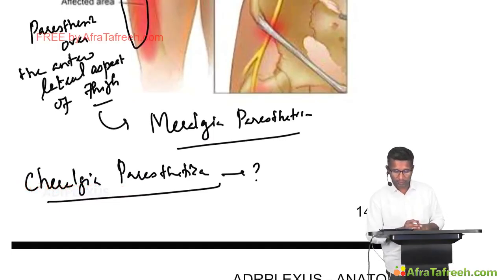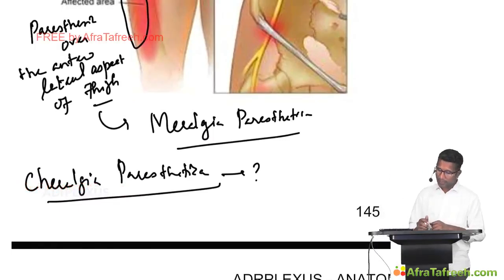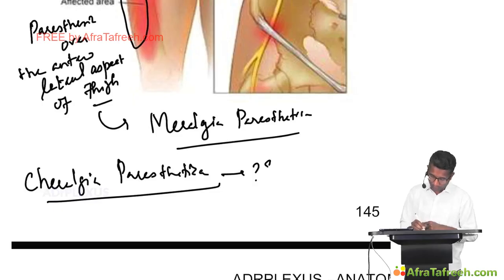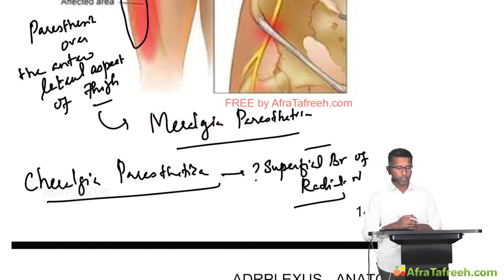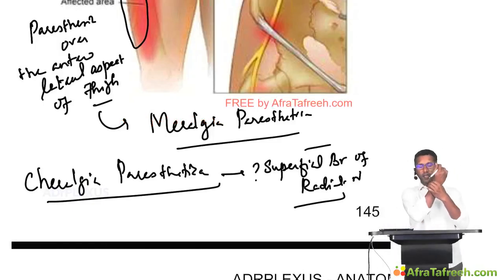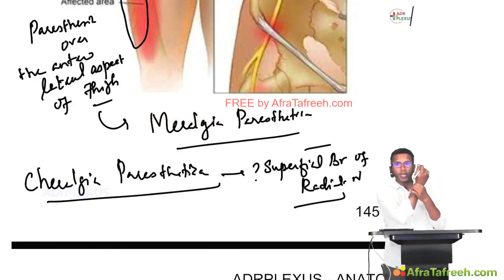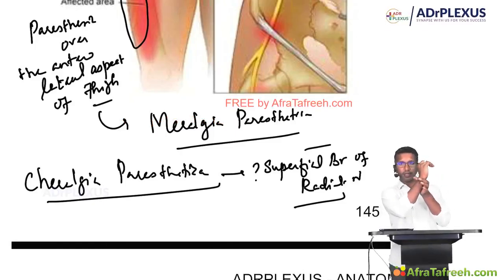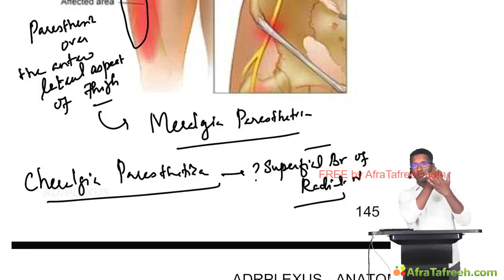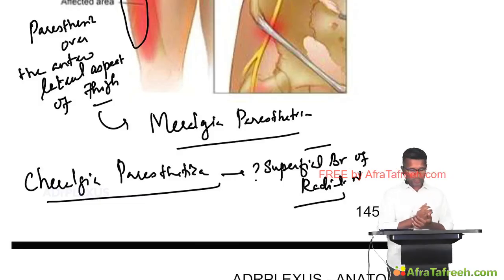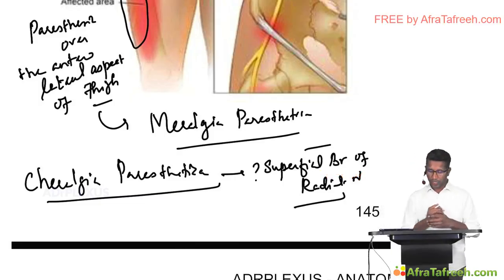Yes, guys, I am waiting for your answer. Yes, very good. It is the sensory branch of the radial nerve, which is called the superficial branch of the radial nerve. This is due to compression of the superficial branch of the radial nerve around the wrist region. When you tie wrist watches very tightly here, that can cause numbness on the dorsum of the first web space, and that can result in a condition called cheiralgia paresthetica.